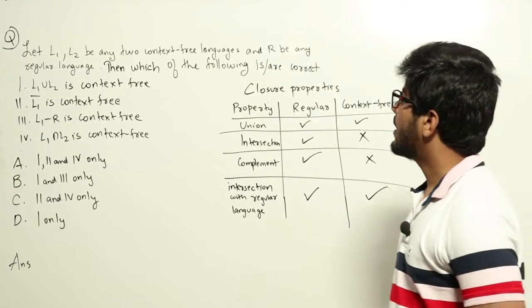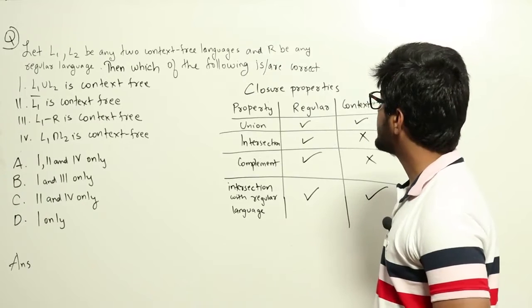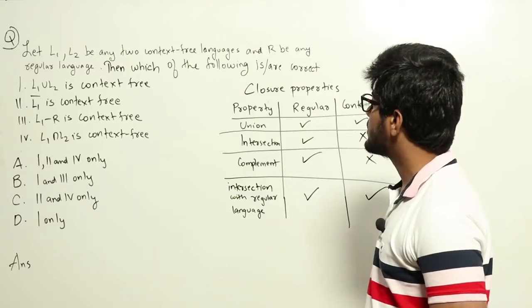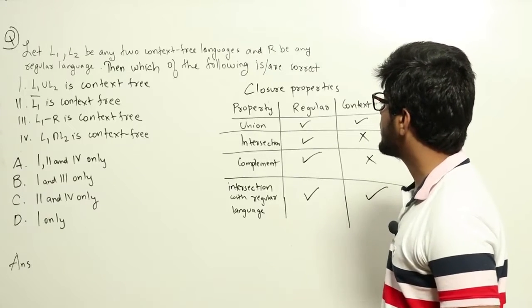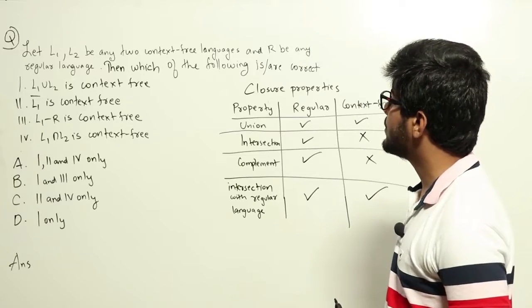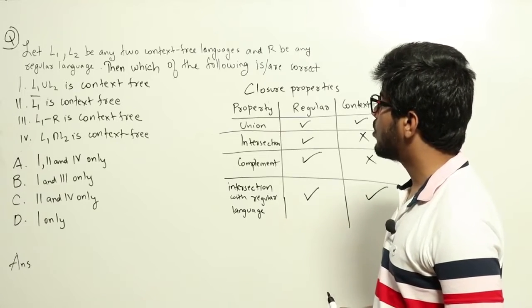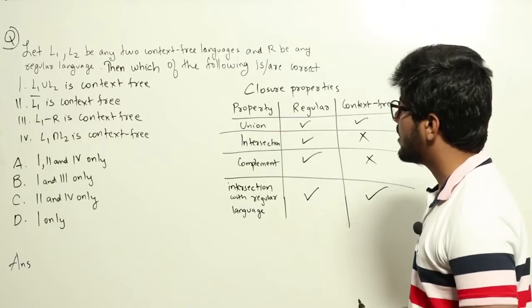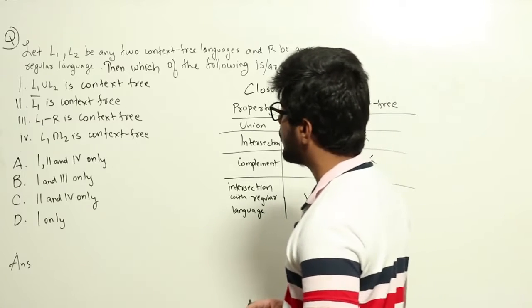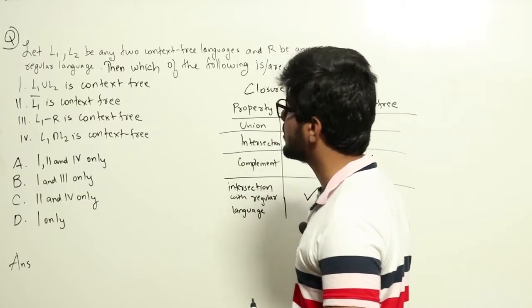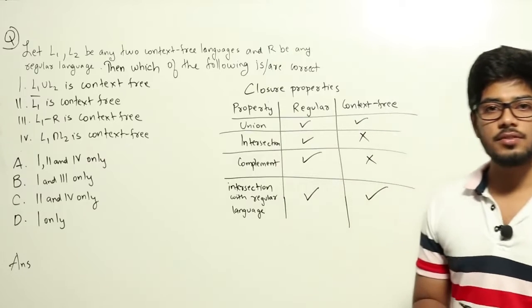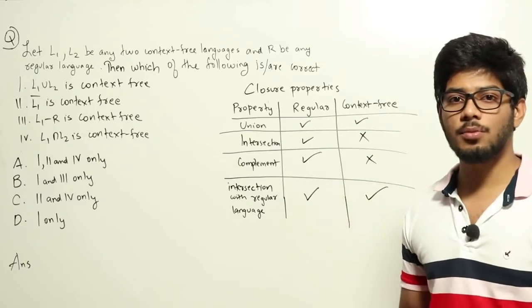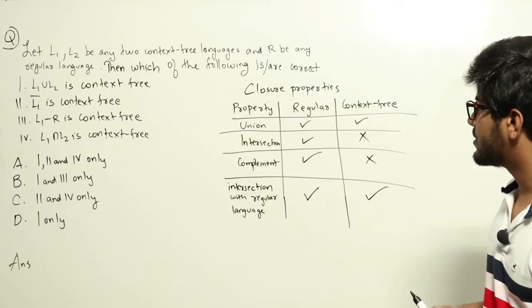Let L1, L2 be any two context-free languages and R be a regular language. Then which of the following is or are correct? 1. L1 union L2 is context-free. 2. L1 complement is context-free. 3. L1 minus R is context-free. And 4. L1 intersection L2 is context-free. So this is a question from theory of computation regarding closure properties of regular and context-free languages.